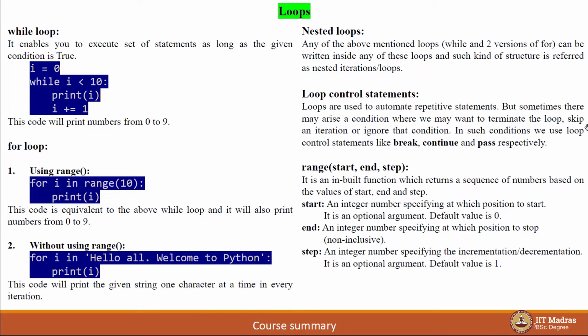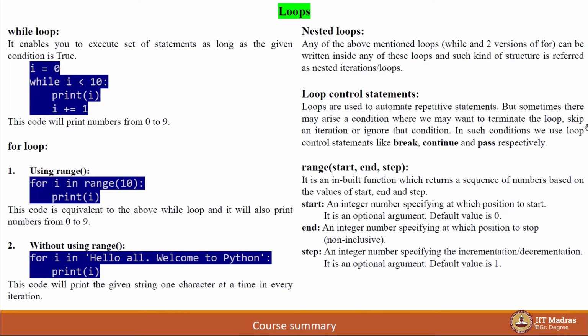Loops allow us to automate repetitive steps, but sometimes due to some situation in the specific program, we may prefer to have control over the way the iterations are happening in a specific loop. And that is the place where we use these 3 loop control statements: break, continue and pass. Break allows us to terminate the loop. Continue allows us to skip an iteration, whereas pass allows us to ignore a specific condition.